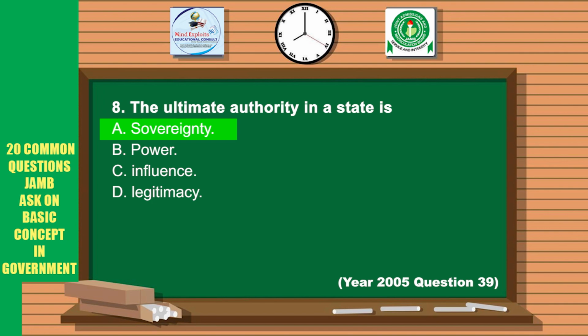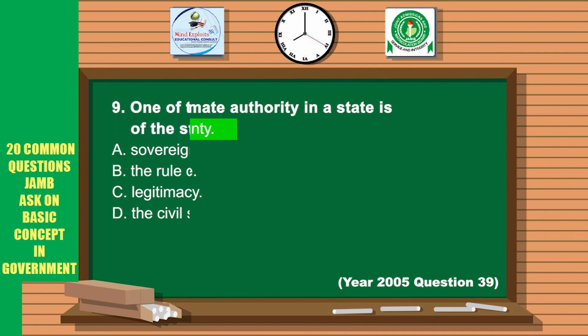It is basically always sovereign. So A is the correct answer for question 8. Let's go to question 9.